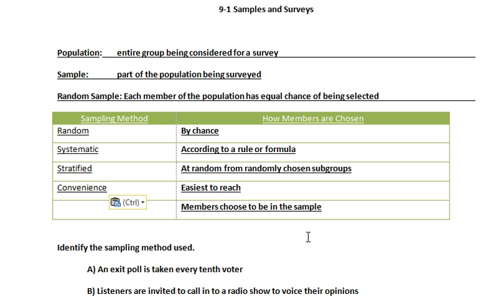The next one's a convenience sample. It's just the easiest people to reach. So for instance, this would be like if you want to survey your friends. They're easy to contact, and they're usually going to be hanging out around you.